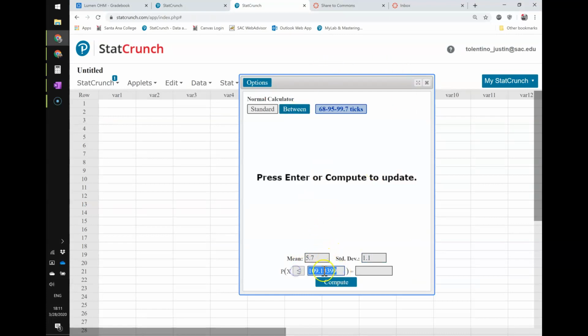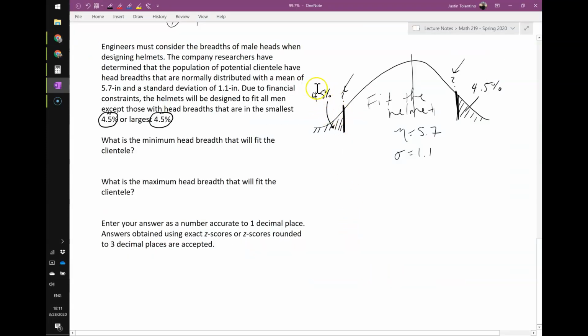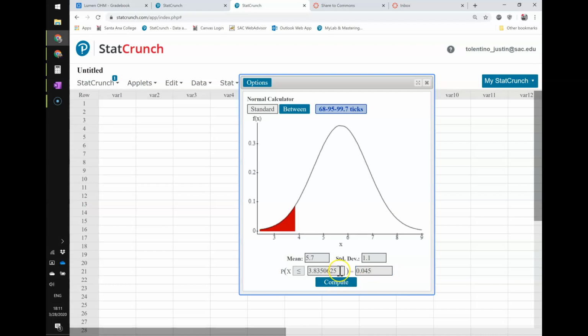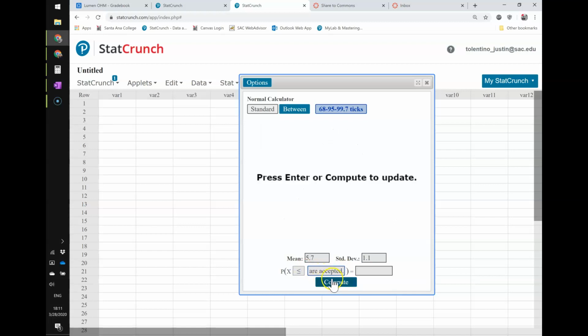So here's the thing. Remember, when we have this type of inputs, this one represents the boundary versus the right side represents the probability or the area or the percentage. So what we have to put in here is the percentage, and it'll give us the boundary. To find the boundary that's going to cut off 4.5%, we'll have to put the 4.5% in here. And remember, we always have to put it in as a decimal, not as a percentage. Compute, and there it will give us our answer, 3.835.